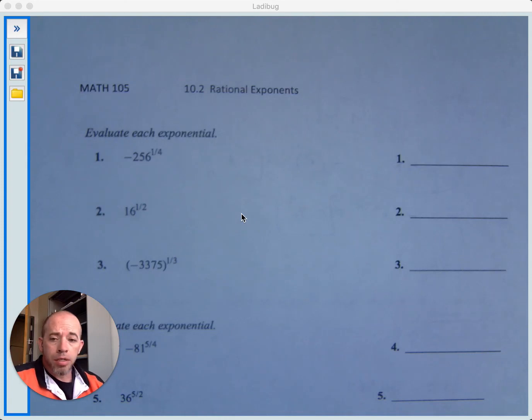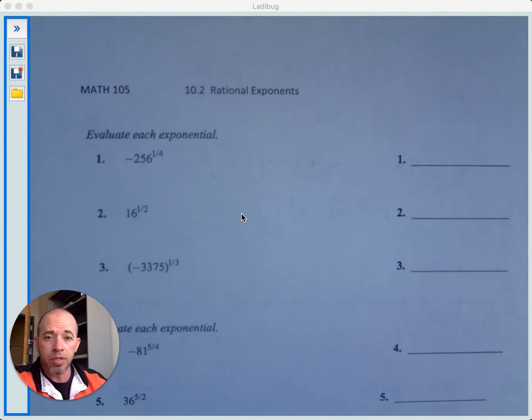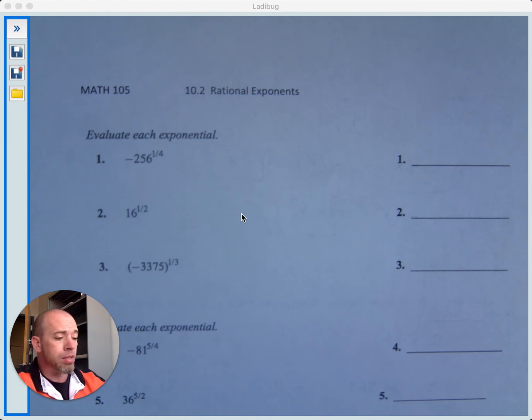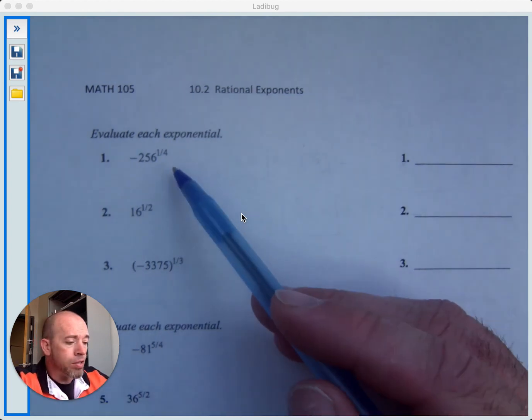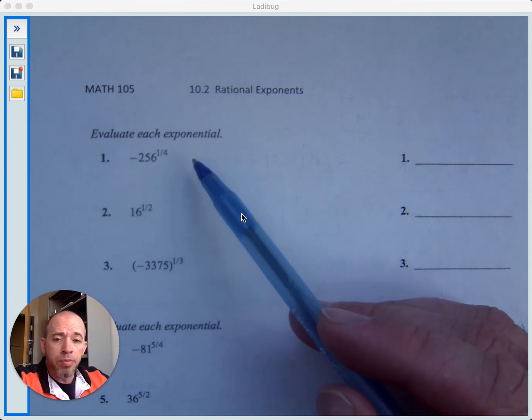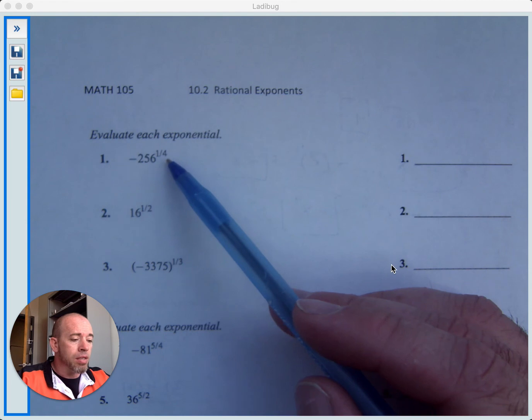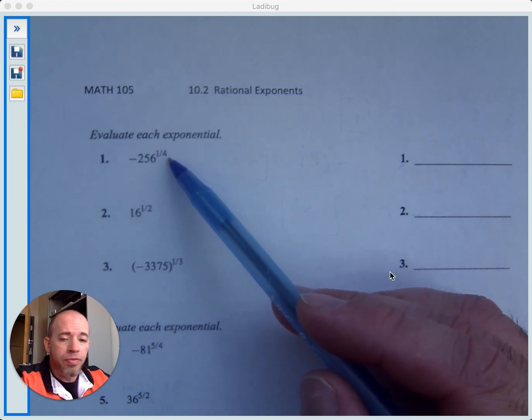Right, section 10.2, we're going to start talking about rational exponents. So we have several different expressions to evaluate that involve rational exponents. Rational exponent basically is a fancy name for an exponent that is a fraction. If you remember from the last section, I briefly mentioned that the 1/4 power is the same as the fourth root. The 1/4 power is the fourth root.